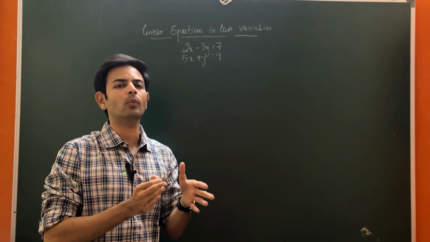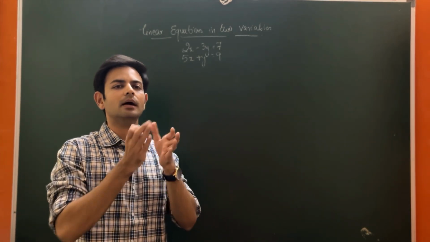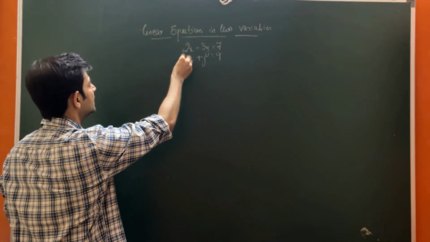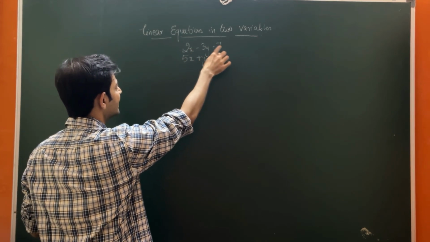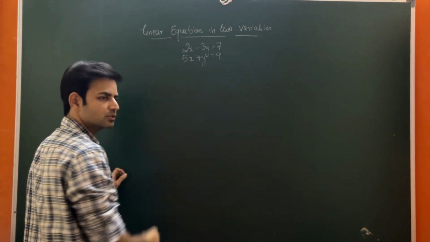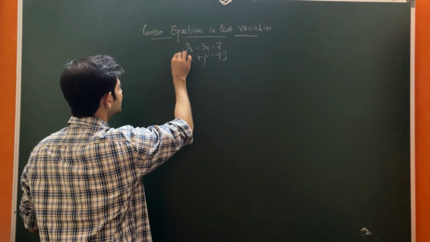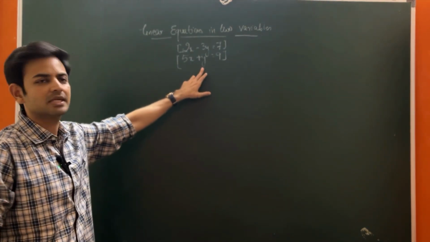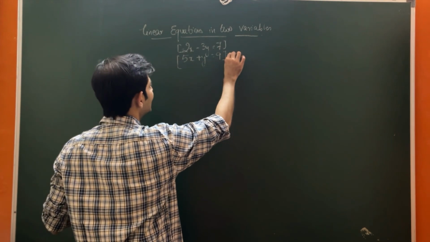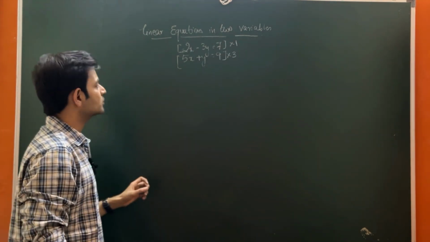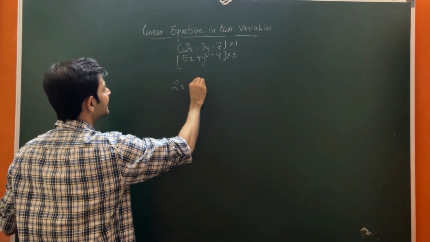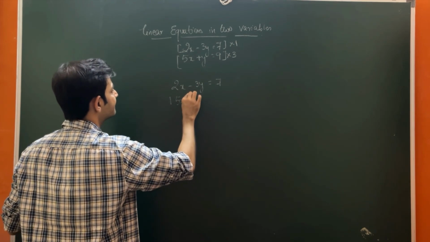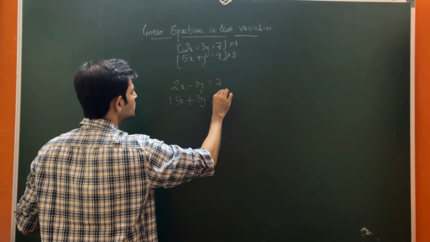So either x or y, it is completely your choice. You have to make the coefficients same. Now, we have equations 2x minus 3y equal to 7 and 5x plus y is equal to 9. I have to multiply something here to both the equations to make any of the coefficients equal. So I'm right now choosing the value of y. So I will multiply this with 3 and this with 1. So now my equations are 2x minus 3y is equal to 7 and 15x plus 3y is equal to 27.